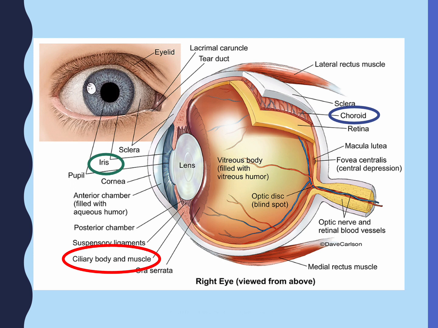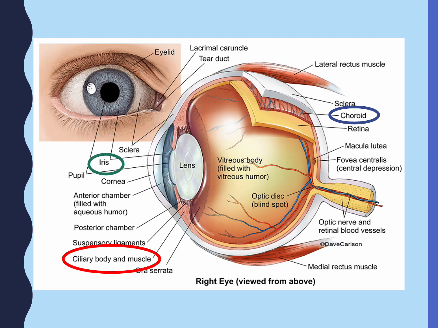So the pupil's job is to control the amount of light that enters the eye, and it does that by either constricting or dilating. And it is an opening, the pupil. It is not a structure. It's just literally a hole in the muscle that is the iris.